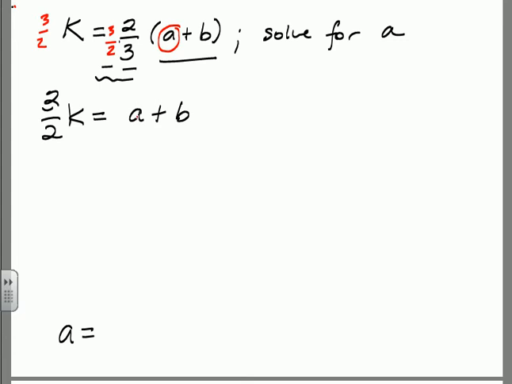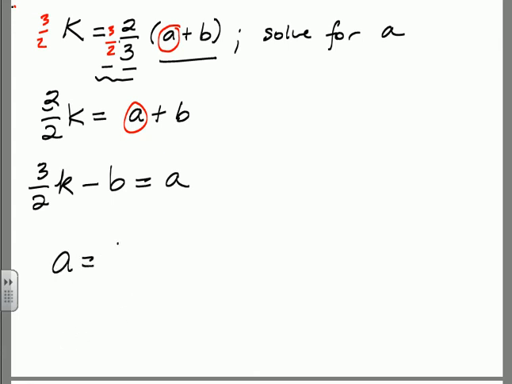We are still trying to solve for A, who's in the way. B, what's it doing? It's adding, so what are we going to do? Yeah, we are going to subtract B from both sides. The results of that would be 3/2 k minus B equals A, and our final step is, since we didn't use all of that room, A equals 3/2 k minus B.